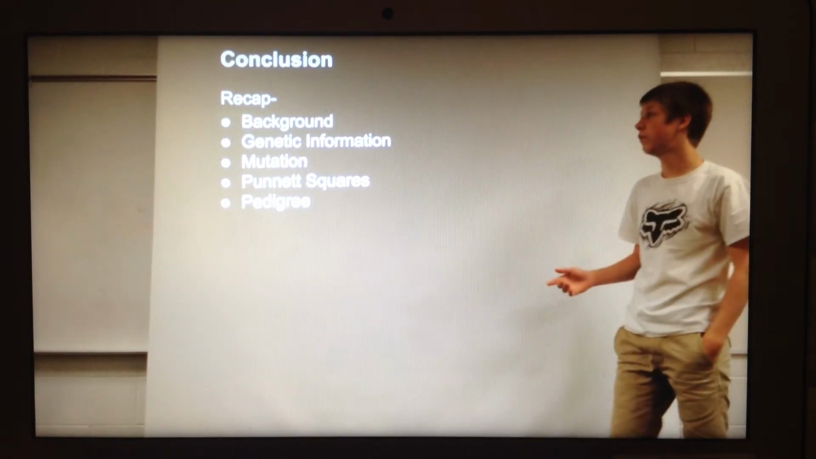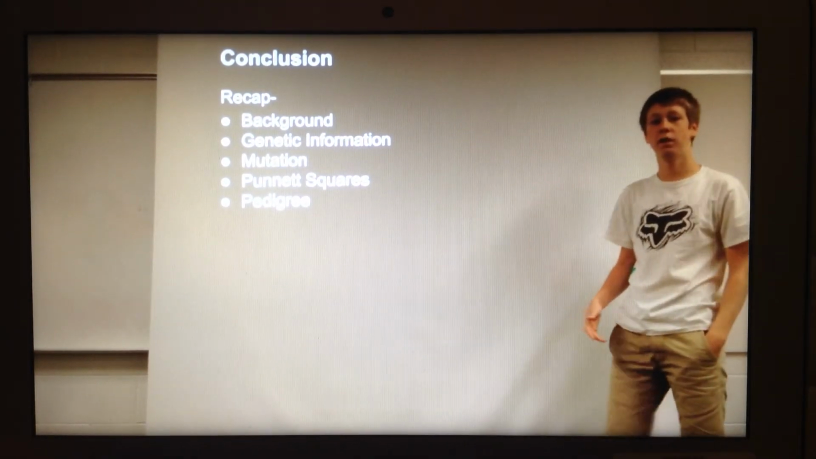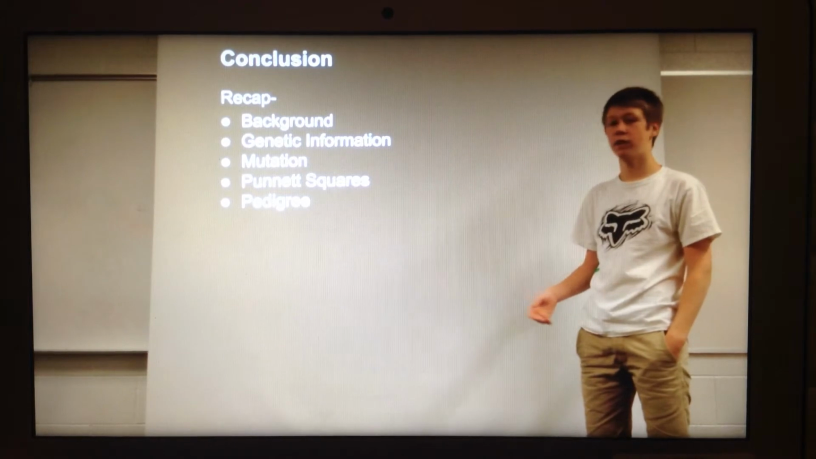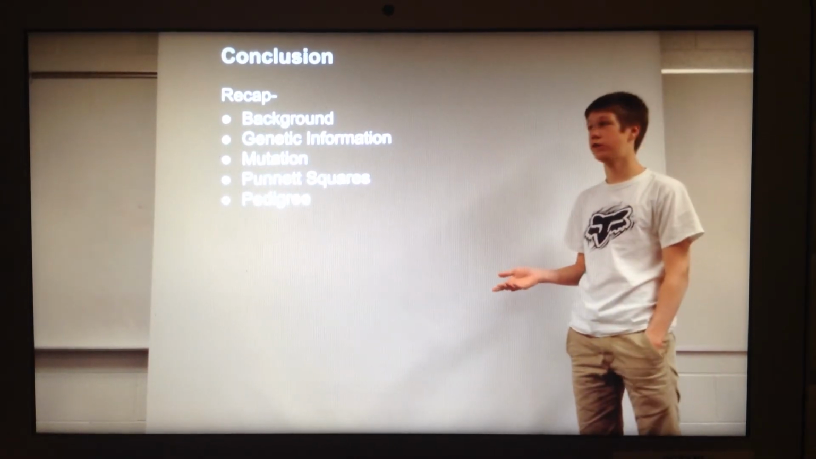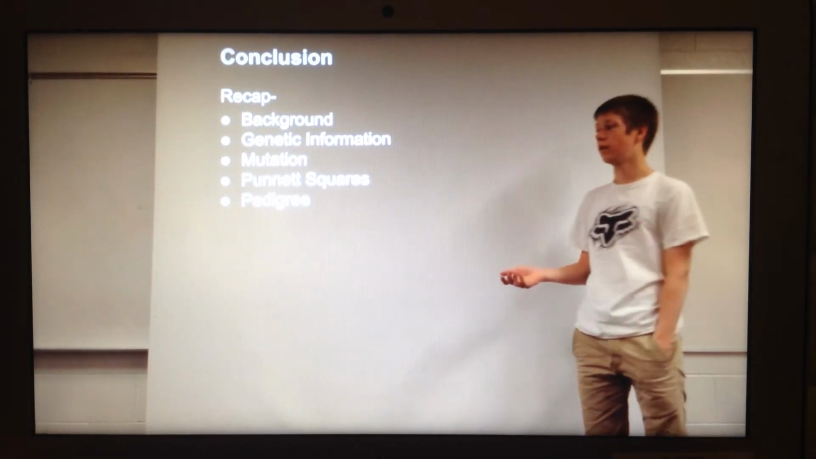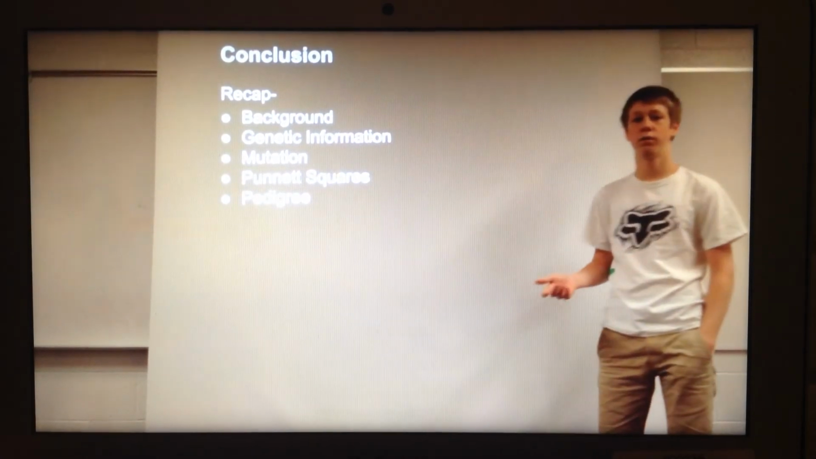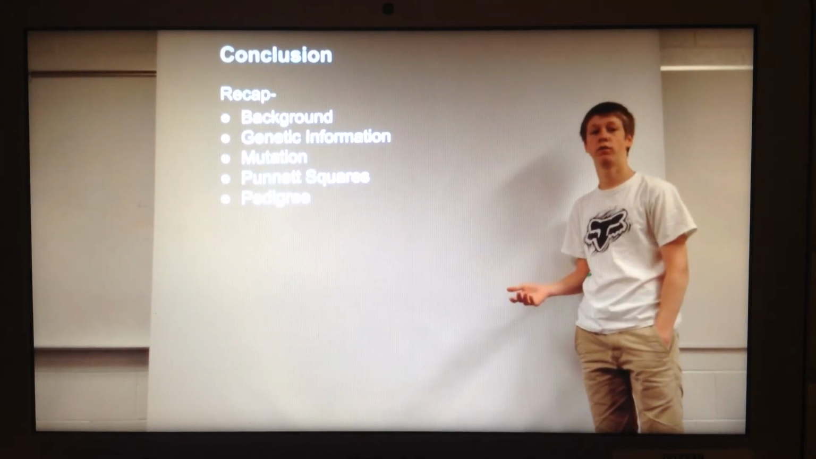In conclusion, we would like to recap everything we did. We talked about background information, everything that we would be talking about. Then we talked about the genetic information, mutations, Punnett squares, and pedigrees, and how they are able to be used in trisomy X disorder.